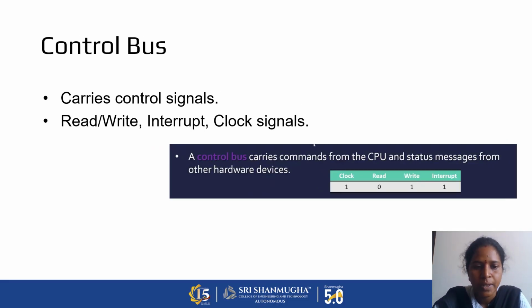Then we discuss the control bus. The control bus carries the control signals: when the data can be transmitted, when it can be delayed, and when it can be interrupted. Everything is under the control bus. The control bus carries the commands from the CPU and the status messages. It can control the read and write operations, interrupt signals, and clock signals. The clock signal works on an on and off basis, deciding when the data is transmitted and when it is stopped. Everything is under the control bus.